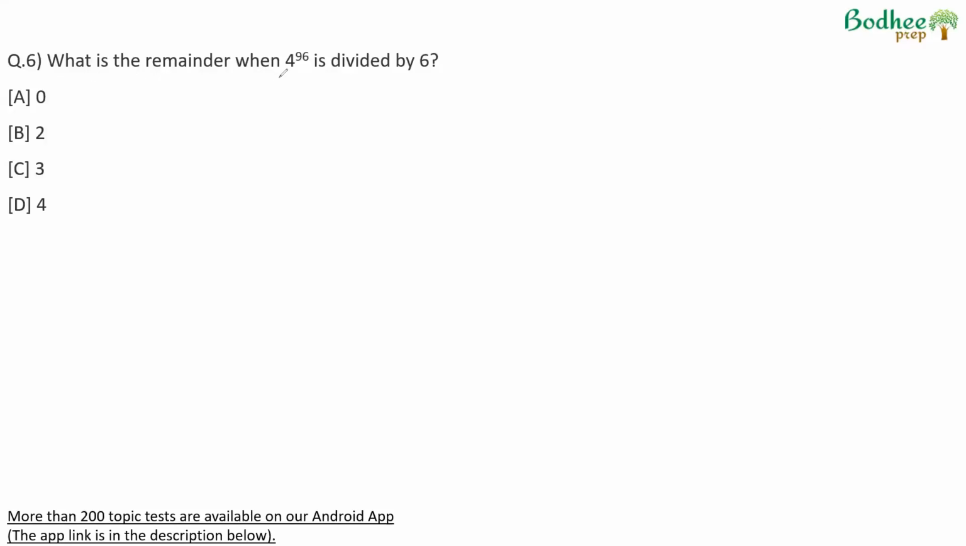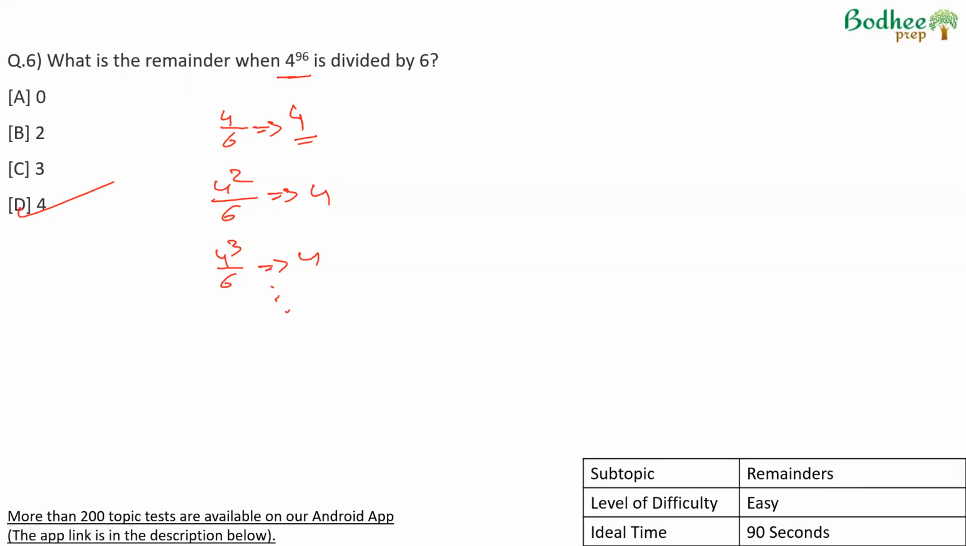What is the remainder when 4 raised to power 96 is divided by 6? Now 4 divided by 6 gives a remainder of 4. 4 squared, 16, divided by 6 gives a remainder of 4. 4 cubed, 64, divided by 6 gives a remainder of 4, and so on. Any power of 4 gives a remainder of 4 when divided by 6. So this is my answer. And that's it. That's a pretty easy question. One minute is good enough to answer the question.